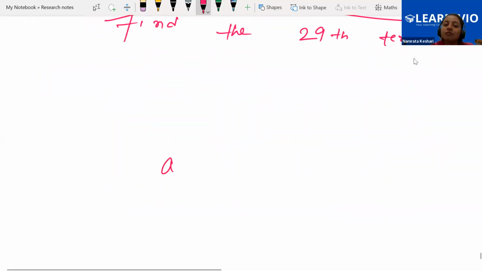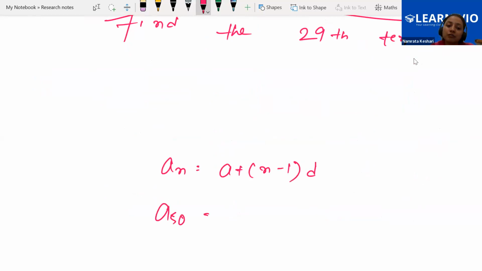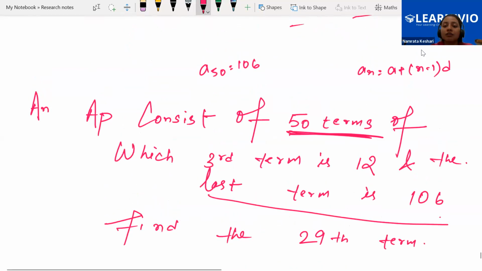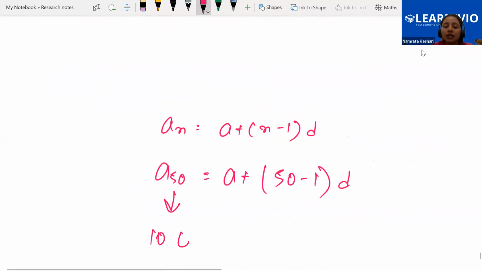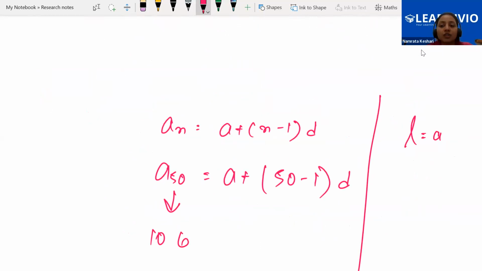We know the formula for nth term. The formula is a plus n minus 1 into d. For 50th term, the formula will be a plus 50 minus 1 into d. 50th term is already given 106. It is already written in the question that the last term is 106. You can also use the formula for last term, L is equals to a plus n minus 1 into d. This formula also you can use.